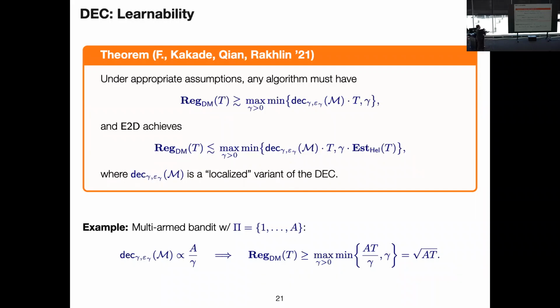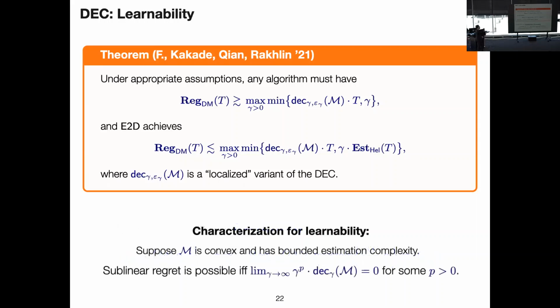Okay, but to give the broader picture, because you have these lower bounds and upper bounds that match up to estimation, you can actually extract from this a characterization for just when is learning possible at all. And this is going to say, under appropriate regularity conditions, you can get non-trivial performance, like non-trivial regret, if and only if this DEC has polynomial decay as a function of this gamma parameter.